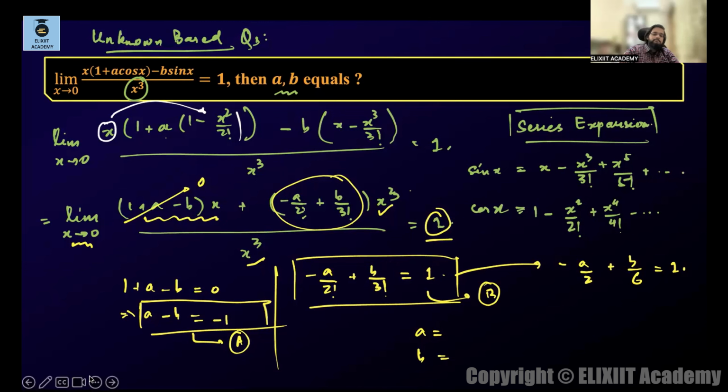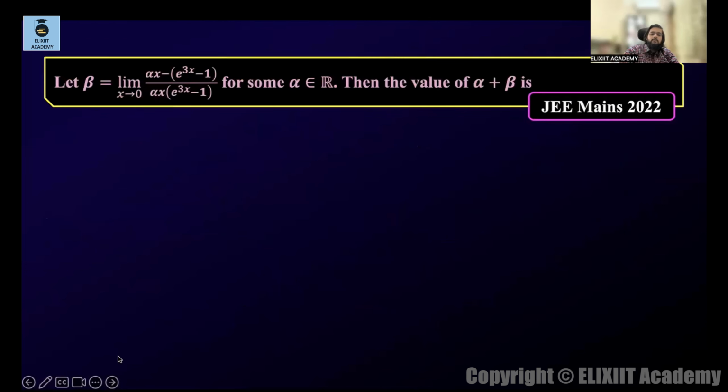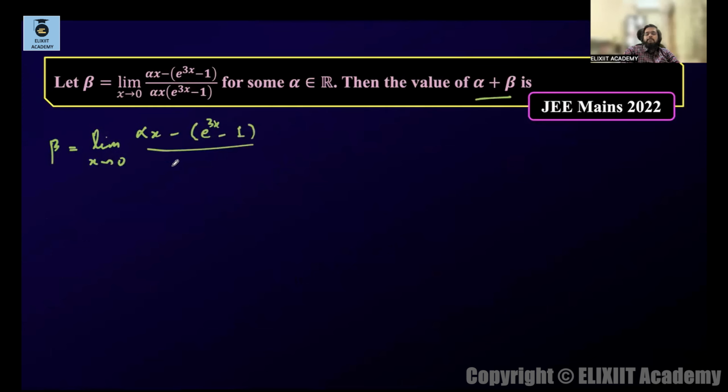Let's see what happens. You look at the exam question from here, JEE Mains 2022. Look at this thing. Here we have beta given to be this limit. Once again, 0 by 0 form is there. We have to find the value of alpha plus beta. So beta is basically limit x tends to 0. Alpha x, once again, we have e raised to the power of 3x. So what I do, look at this very carefully. Alpha x minus e raised to the power of 3x minus 1, divided by alpha x times e raised to the power of 3x minus 1.